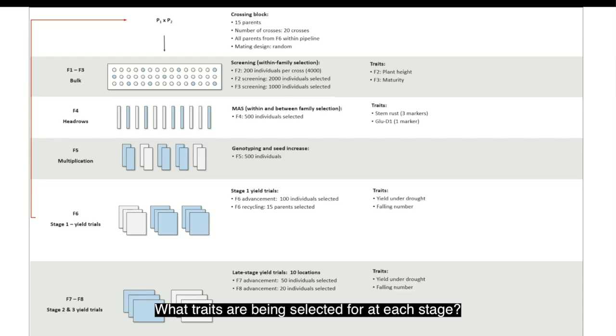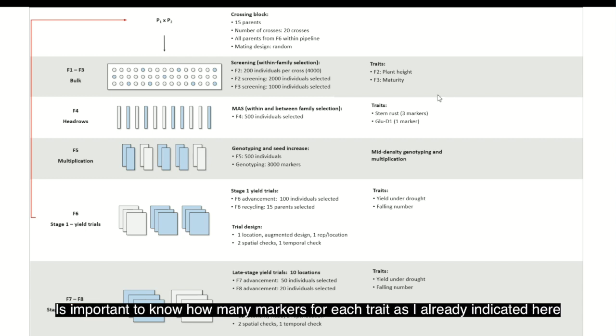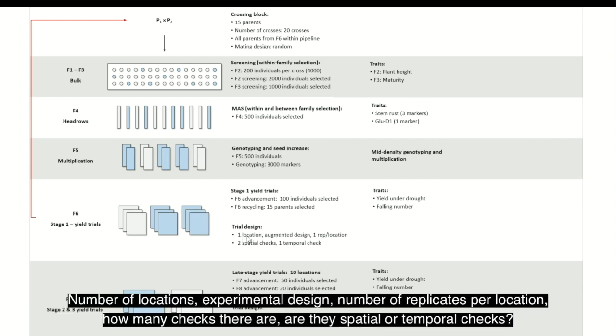What traits are being selected for at each stage? There's no selection in F5, but we are genotyping though. What density? How many markers? In F4, we are also genotyping for marker-assisted selection. It's important to know how many markers for each trait, as I already indicated here. What's our yield trial design? Number of locations, experimental design, number of replicates per location, how many checks there are, are they spatial or temporal checks?